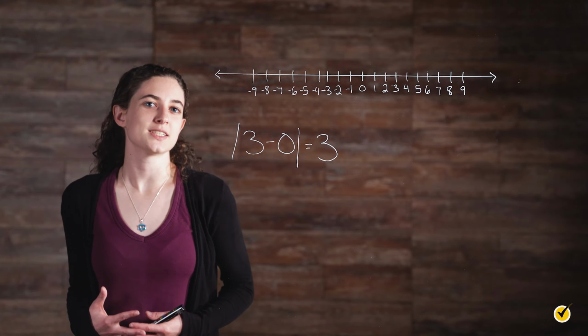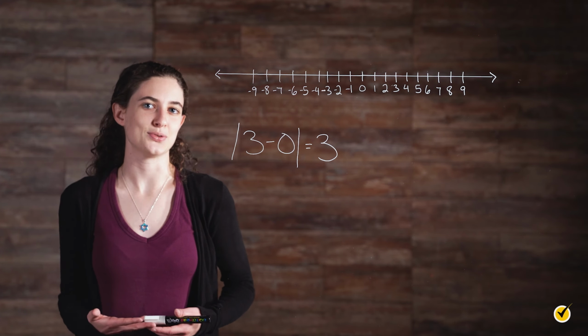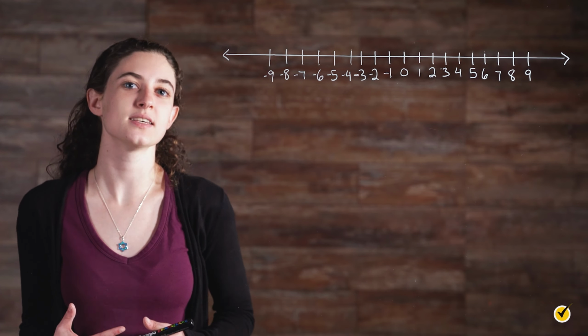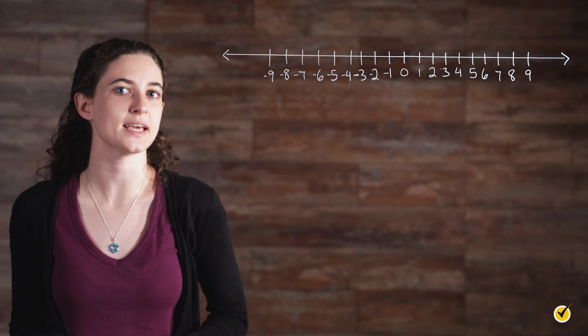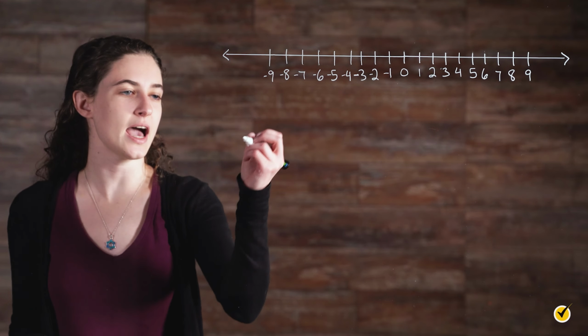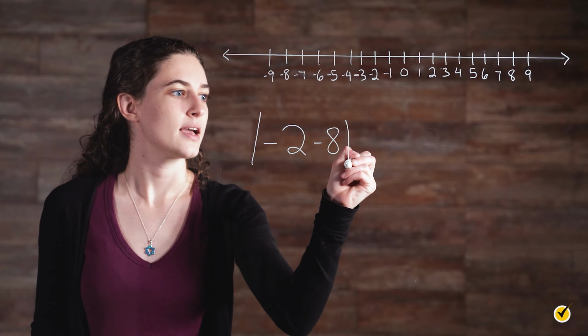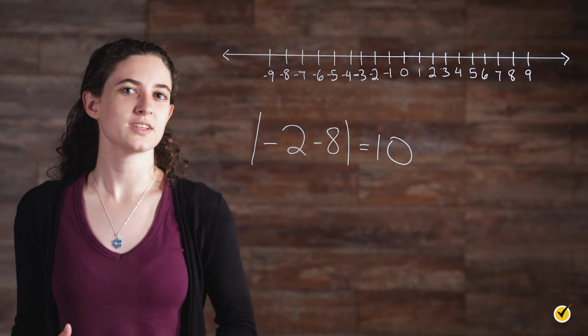The second number here doesn't need to be 0 though. We can actually calculate the distance between any two numbers. On the number line, we can see the distance between negative 2 and 8 is 10. As an expression, we might write this as the absolute value of negative 2 minus 8 equals 10. This is called an absolute difference.